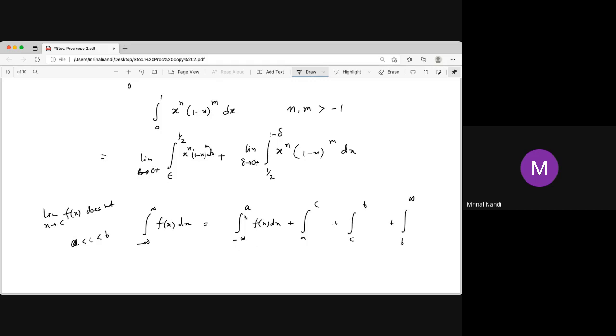For minus infinity to a, there is no problem at a. That is a limit as m tends to minus infinity. From a to c, there is no problem at a. You have to take c minus delta, with delta tends to 0 plus. Then c to b is c plus delta to b, with delta tends to 0 plus, or epsilon plus. And then b to infinity, where again it is b to m, m tends to infinity. So you have to handle the four different parts.